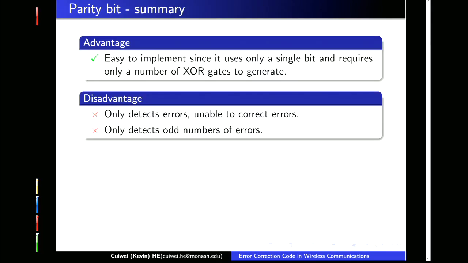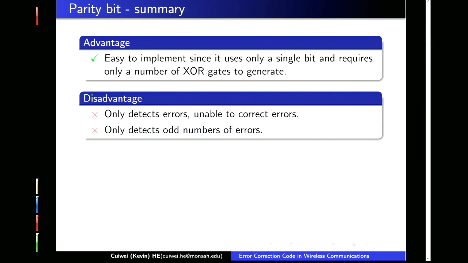So I have a quick summary of the parity bit because it's very simple. We will not spend much time on this. The first is its advantage: it's very easy to implement because the logic is very simple. But it has disadvantages. For instance, it can only detect errors, but is unable to correct errors. So if something goes wrong, the transmitter has to send the message again, which is not very efficient.